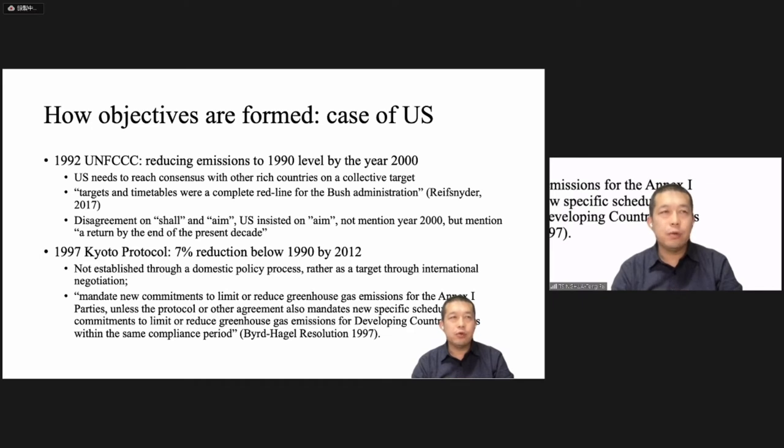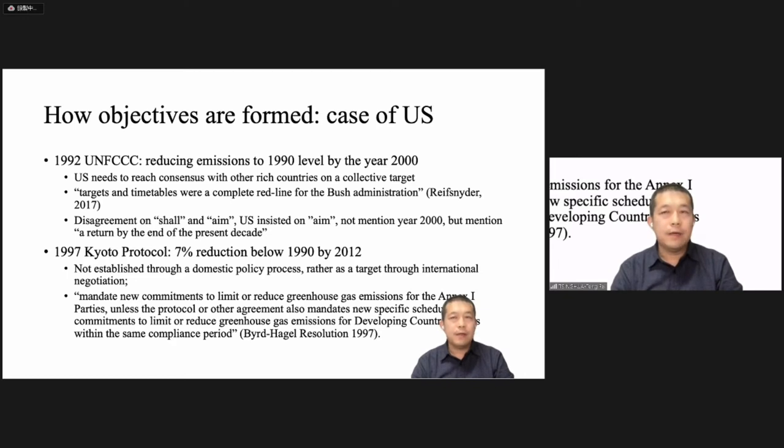The mandate of the Kyoto Protocol is to negotiate a quantified emission reduction for developed countries. At that time, the United States agreed on a target to reduce its emissions by 7% below the 1990 level by 2012. But the United States didn't establish a domestic policy process to formalize this target within their own country; they generally tried to negotiate this through the international negotiations.